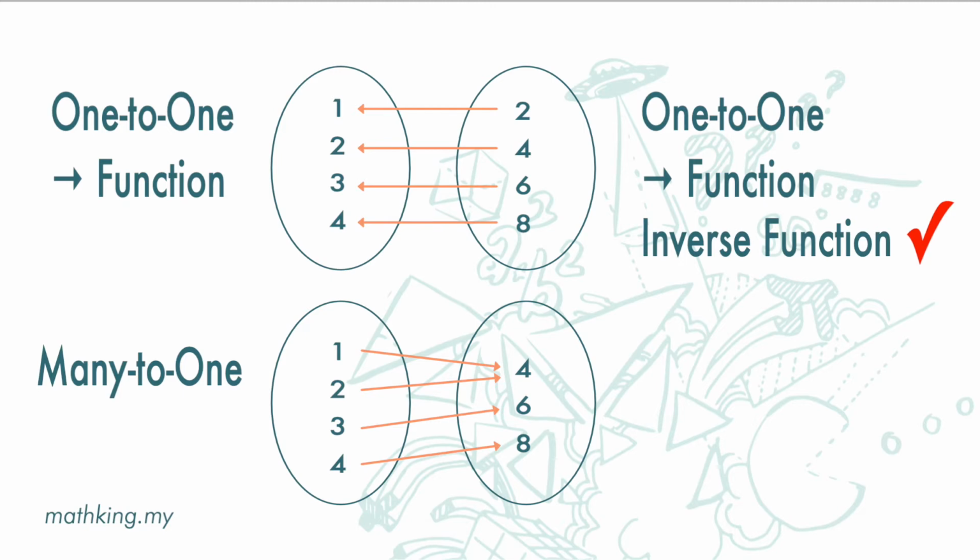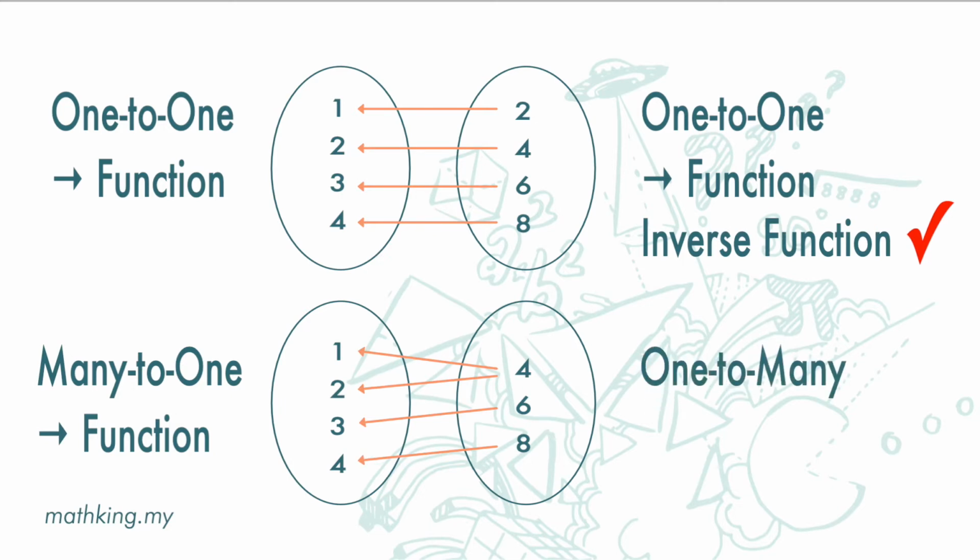We have a many-to-one relation here. This is a function, because one element in the domain is mapped to only one element in the codomain. However, when we reverse the direction of the arrows, we found that we have a one-to-many relation. And a one-to-many relation is not a function. So in this case, the function does not have an inverse function.